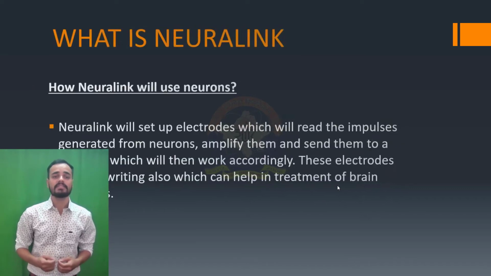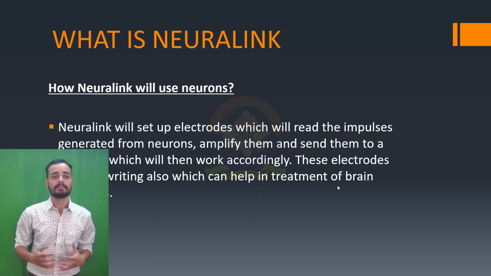The process involved under this Neuralink technology is that it acts as a bridge between the brain and computer. This technology provides a way to intercept the electrical impulses generated within the neurons, amplify these signals, and send them to the computer or chip, which will then process this data.